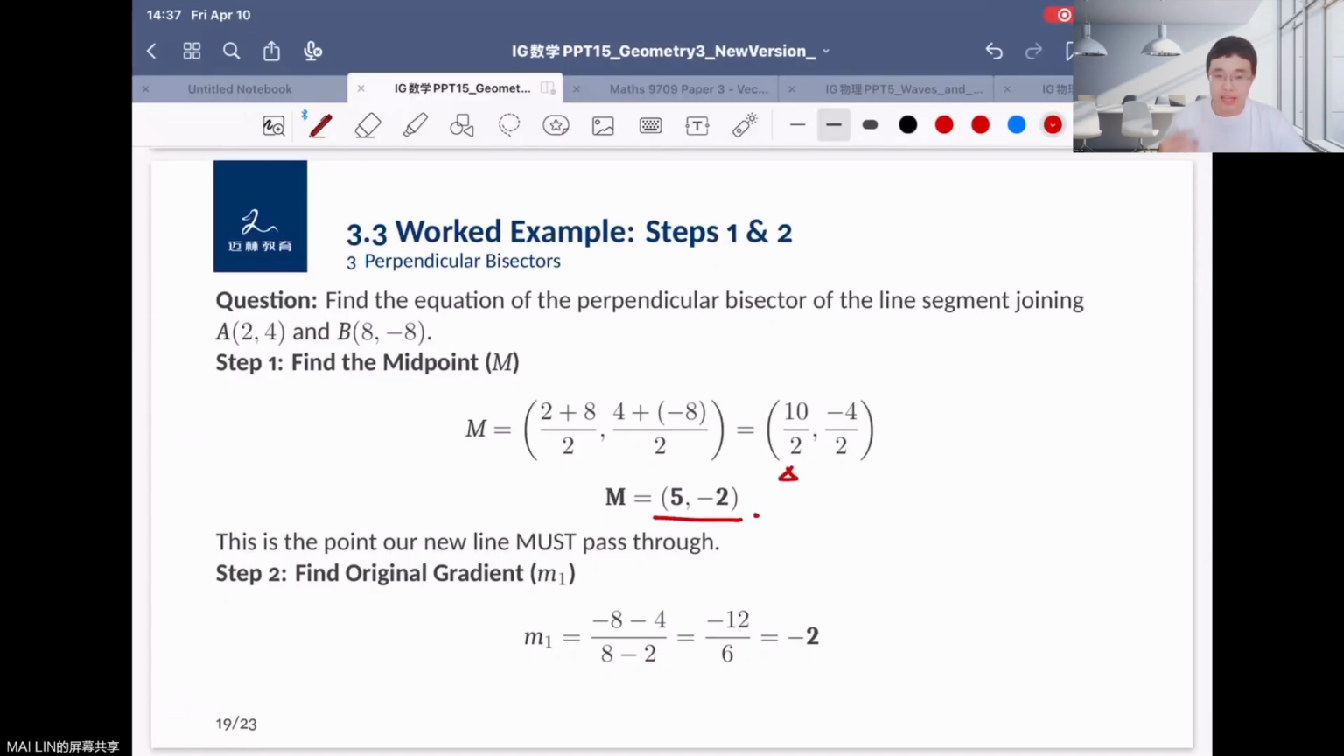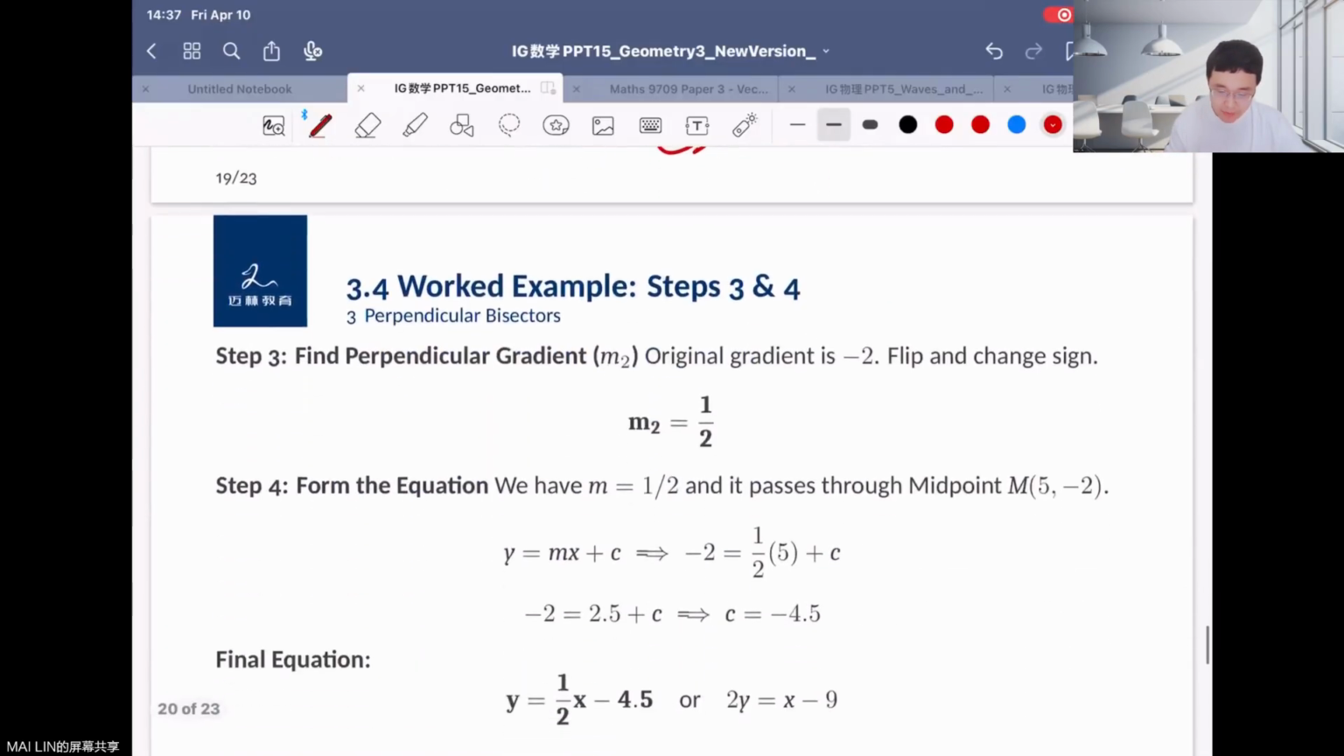And if you want to find the perpendicular line, step two is to find the original gradient, right? Okay. So here the gradient, we know that m equals the change in y over the change in x, right? So here the change in y means -8 minus 4, right? And the change in x means 8 minus 2, right? So the value here equals -12 over 6 equals -2. That is the gradient right here, okay?